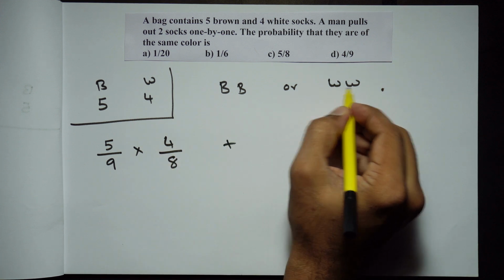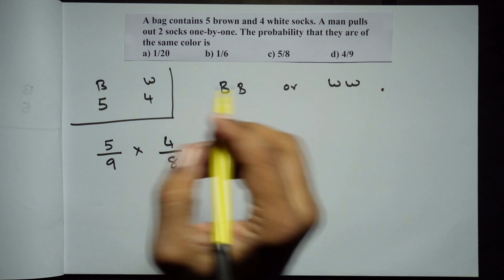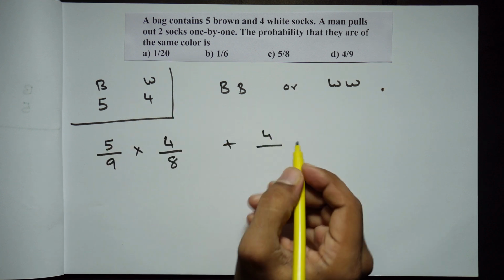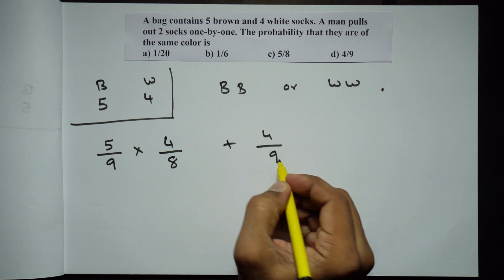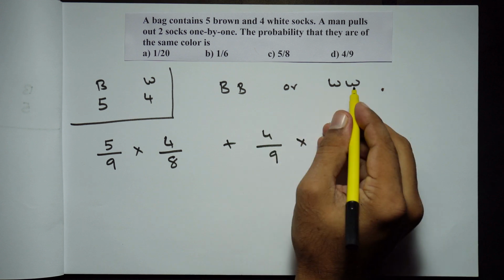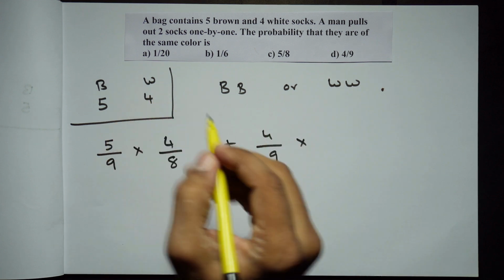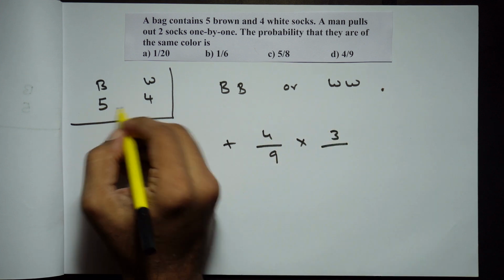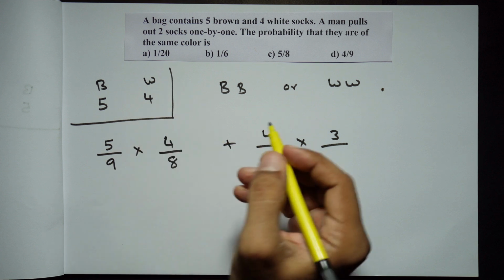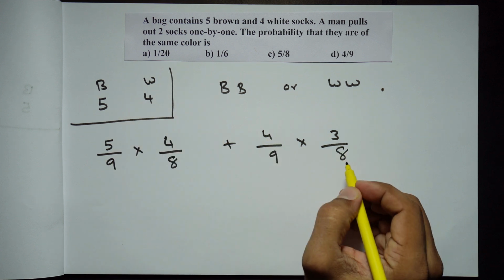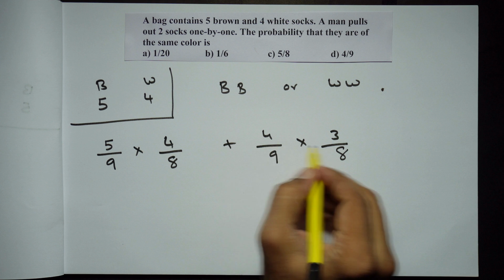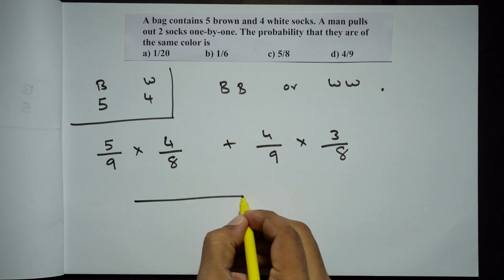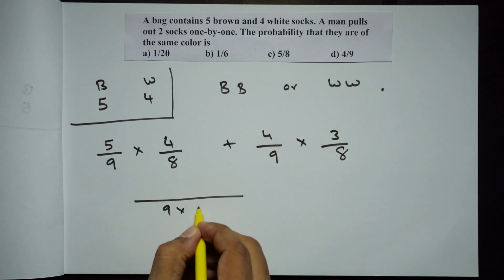So we'll find out the probability that the first one is white. So 4 white ones are there out of a total of 5 plus 4, 9. Next, the second one is white. 4 were there, 1 has already been taken out here, so remaining 3. Altogether 9 were there, 1 ball has already been taken out here, so remaining 8. So this and this, or this and this. The denominator is 9 into 8.